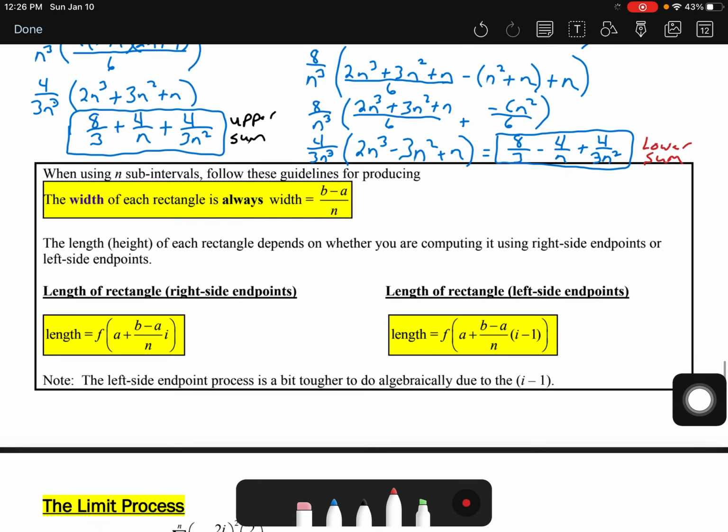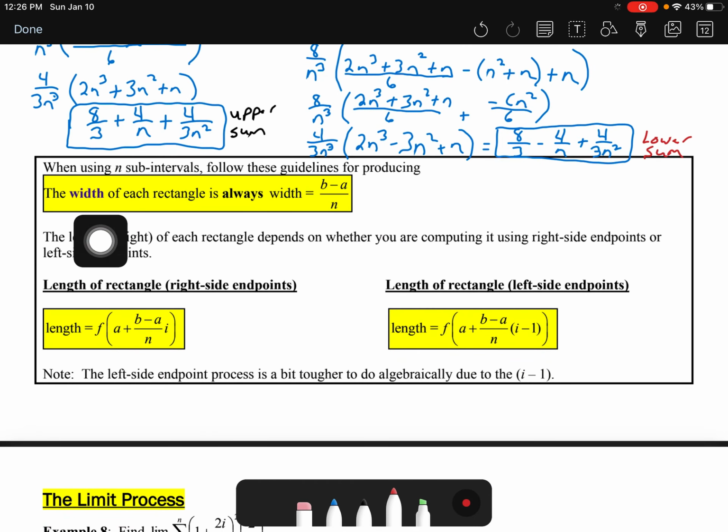I'm going to scroll down here and show you some of these. So we've been saying this, the width of each rectangle is always b minus a over n. Now, the length, they say length. I always say height because they're going up, but it means the same thing. So height times width, or length times width, whatever. But I like height because it's going upward. Of the right side endpoints.